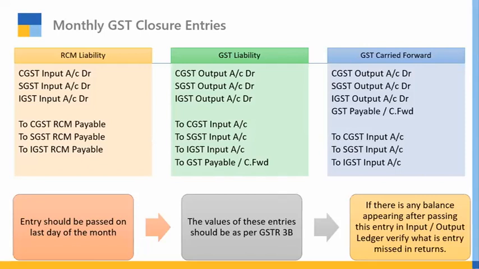Say I am filing the return for the month of April. I will file this return on 20th May. So after filing the 3B, I have to pass this entry on the 30th of April, the month end for which we are verifying the 3B. At that month end, you have to pass this entry. What entry? Debit all the output, credit all the input, and the balance, if GST is payable, you can create GST payable or carry forward.